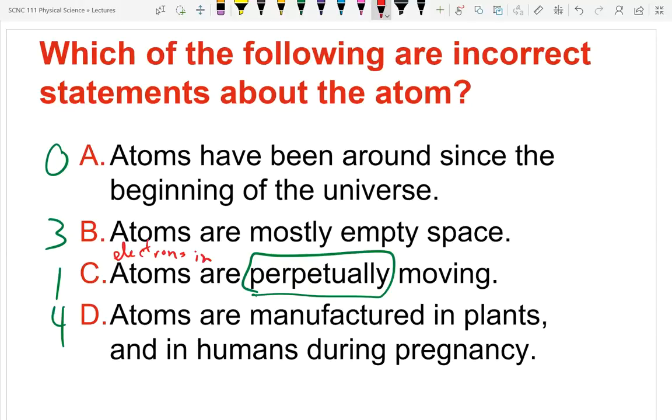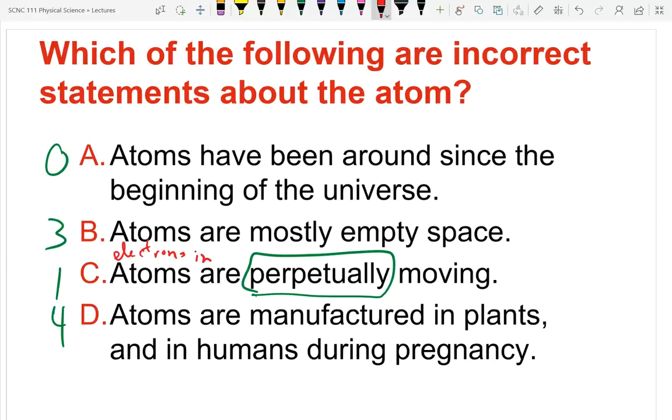So now I get to the last one. Atoms are manufactured in plants and in humans during pregnancy. What do you think, Ivy? That's incorrect. Why? Because what? Because it's the last option. No, I don't know. Okay. I was confused about that one.